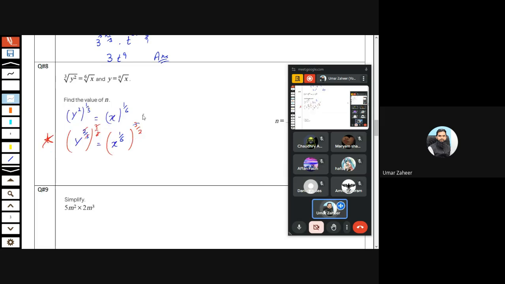And the power 1 is 3, the power 2 is 6. So you will get y is equal to x raised to the power 1 by 2 multiplied by 1 by 2. That will be 1 by 4. If you want to write it in root form, it will be the fourth root of x. Everyone, just note this down in the notebook and try it by yourself. Maybe it will be a little confusing for you, so just do it on the notebook.